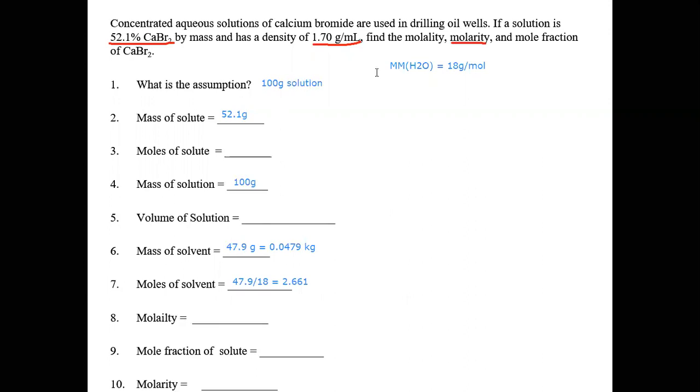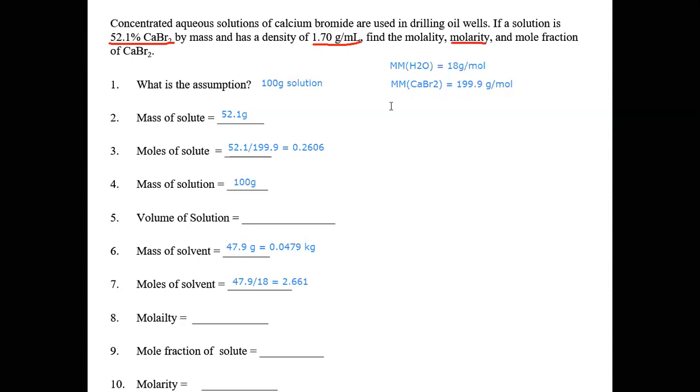Now we know that the compound is calcium bromide. If we know the molar mass of calcium bromide, we can determine the moles of solute. Oops, that's not right. And it's going to be 199.9. So moles of solute, we get 0.2606. So now we know the moles of solute, the moles of solvent.